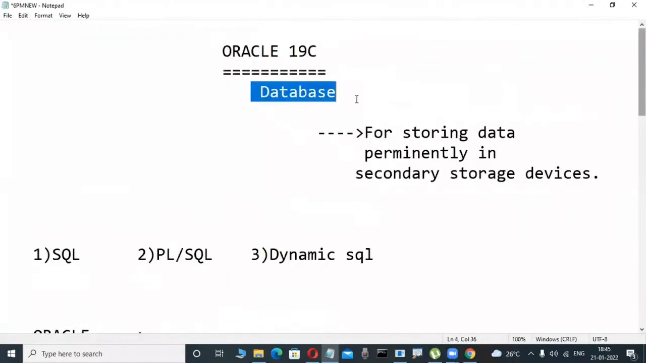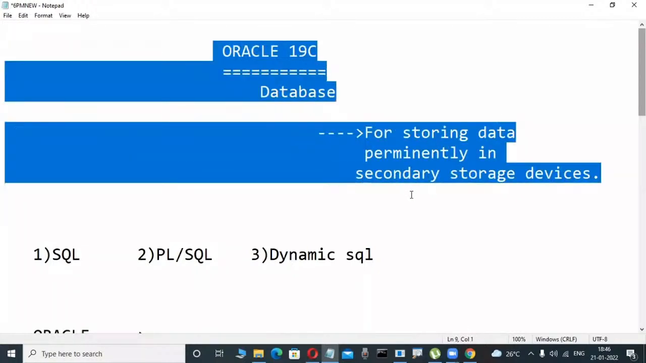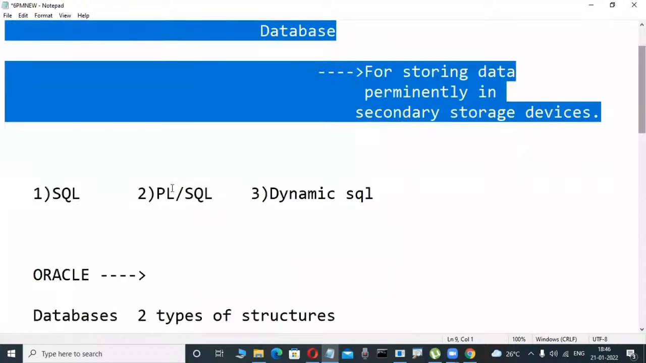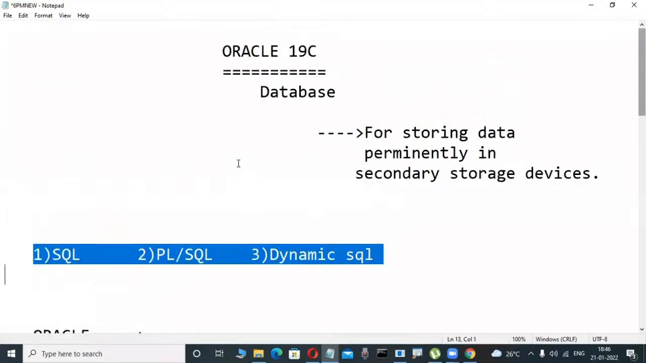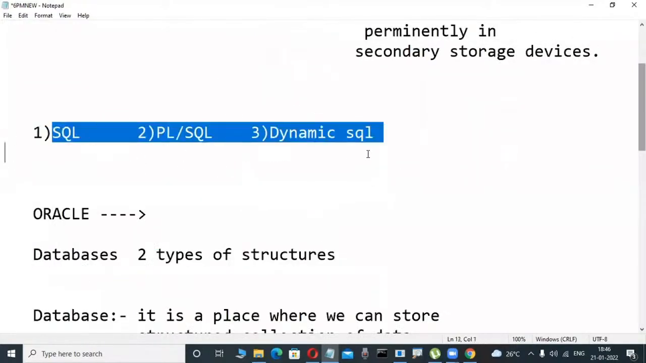What does the purpose of databases mean? Not only storing data permanently, but also retrieving and fetching the data efficiently from some place. If you want to operate the Oracle software, we use SQL, PL/SQL, and dynamic SQL languages. Anywhere you learn an Oracle course, they teach only these three things.